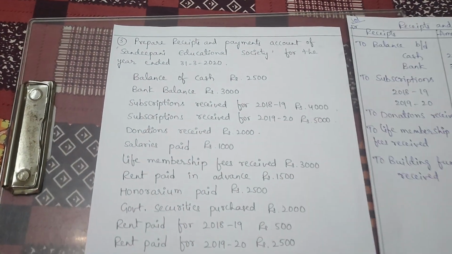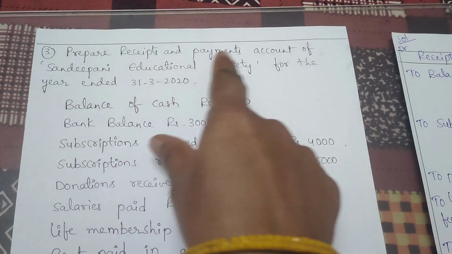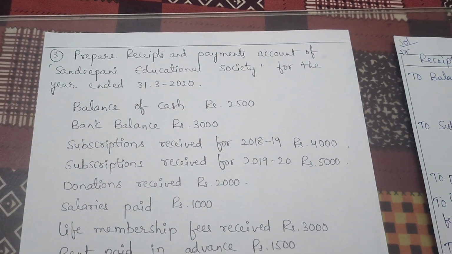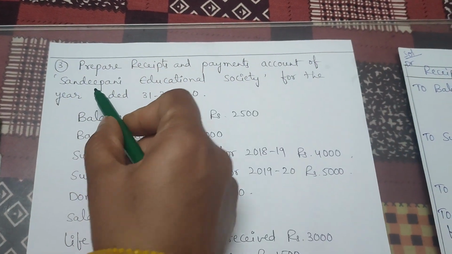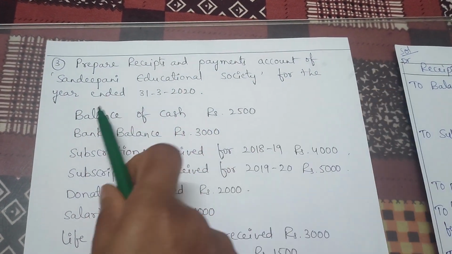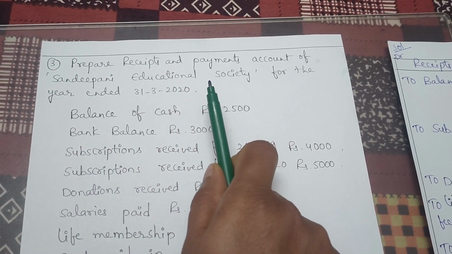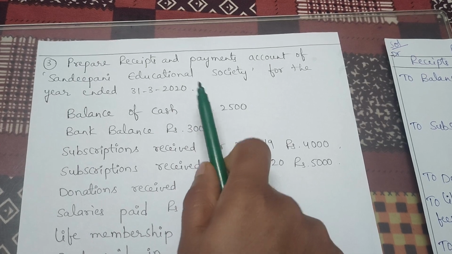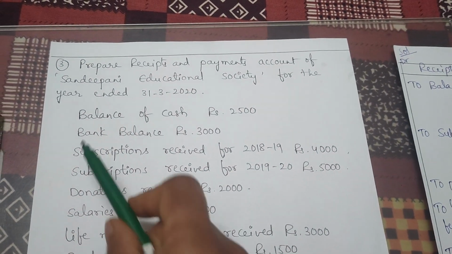Let us see the question. Look into the question. Prepare receipts and payments account. Here they are asking us to prepare receipts and payments account of Sandeepani Educational Society for the year ended 31st March 2020. So our receipts and payments account columns are ready, and we have to read the items and record them on the proper side.